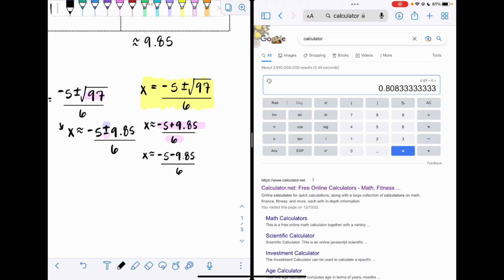So it's about 0.8, and I'm going to round this to 2 decimal places as well, 0.81. So that 8 that's in the third spot, it's going to round that 0 up to a 1. So one answer is approximately 0.81, and then we'll repeat that same process, but with the second equation that we have.